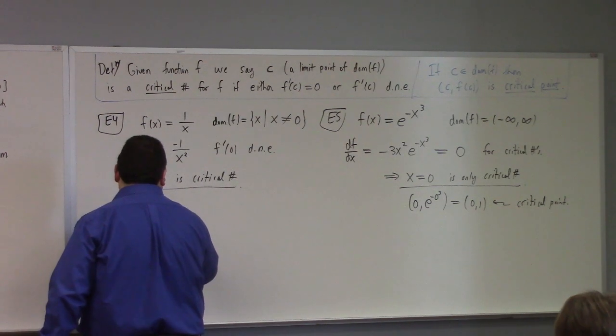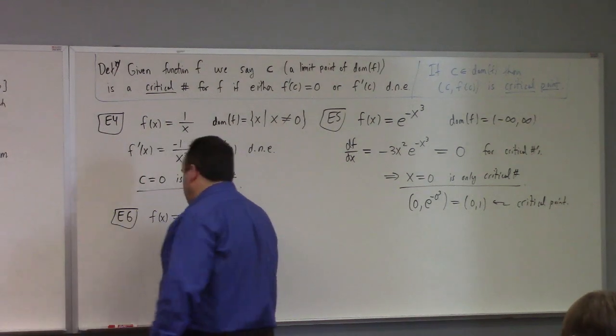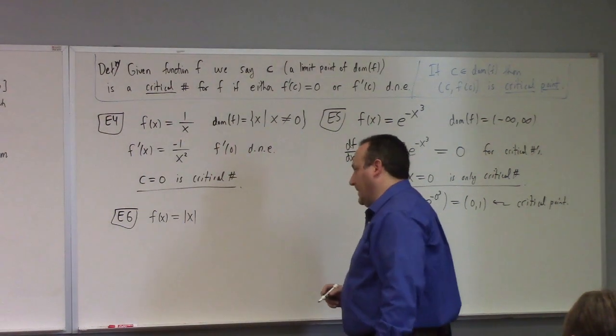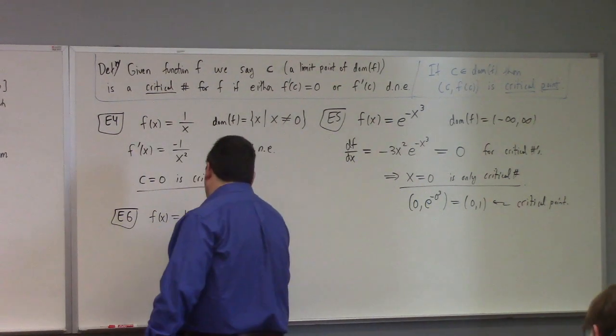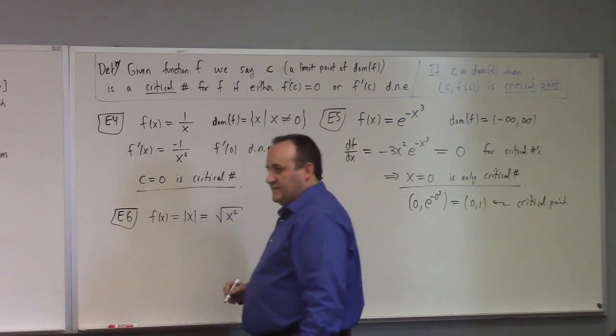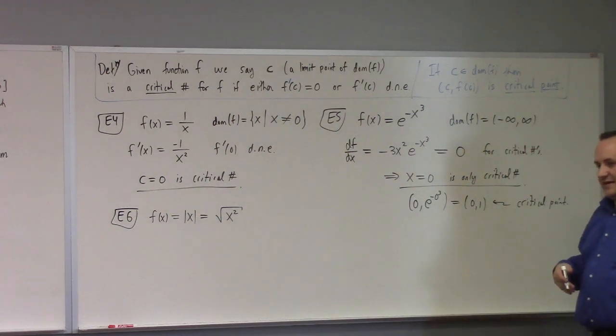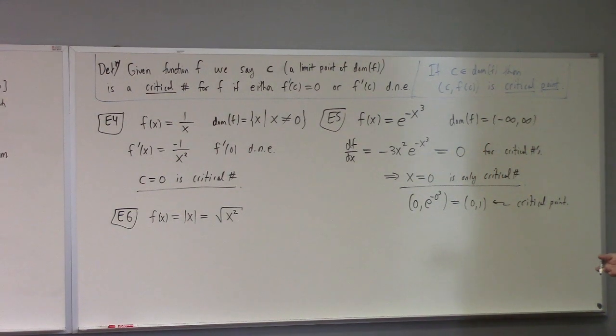So f of x equals, let's say, the absolute value of x. All right? So a formula for that is the square root of x squared. So that's how it came to you on the test, and nobody really noticed this. Because the square root of x squared is not x. It's the absolute value of x.